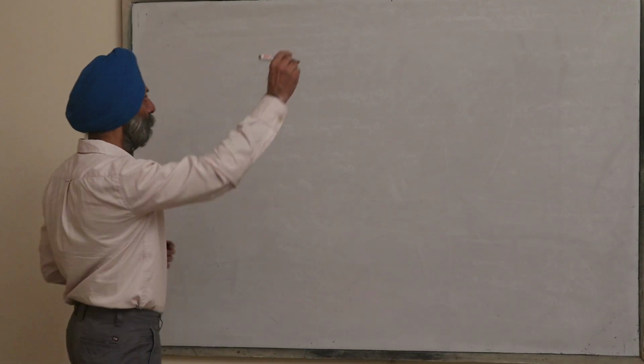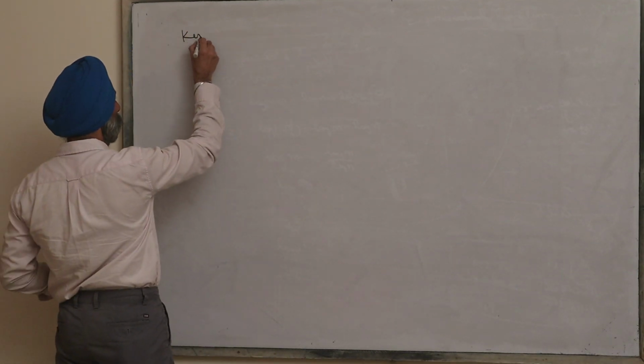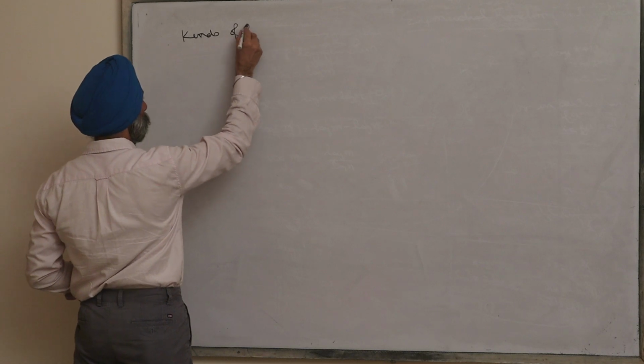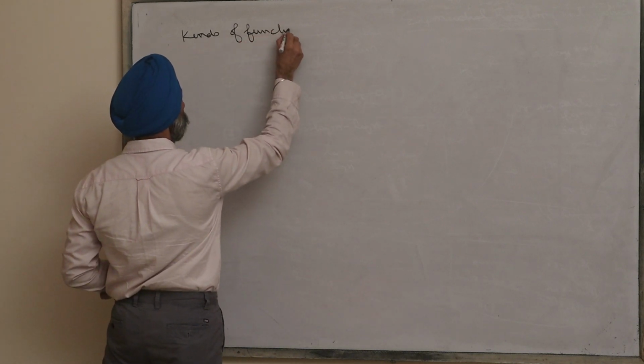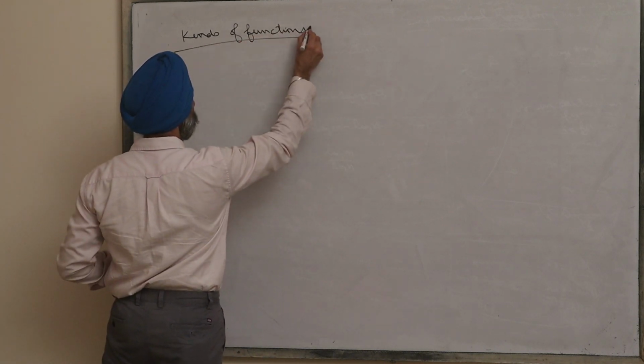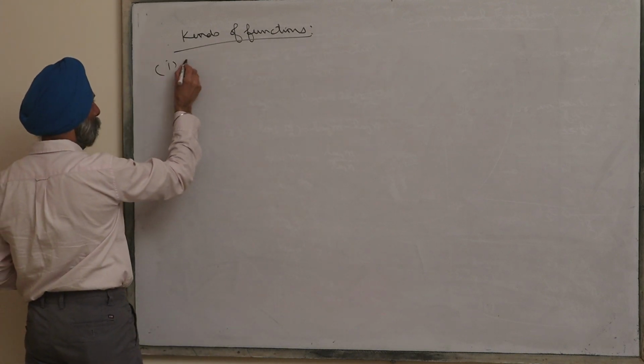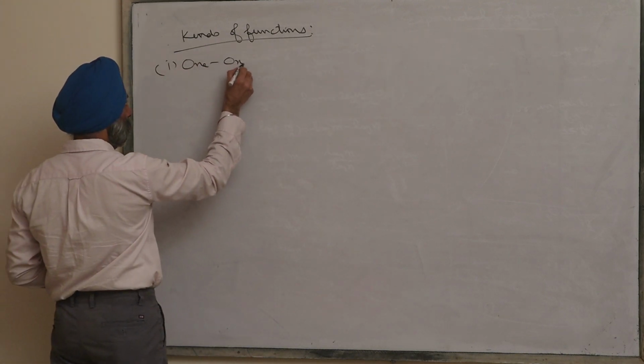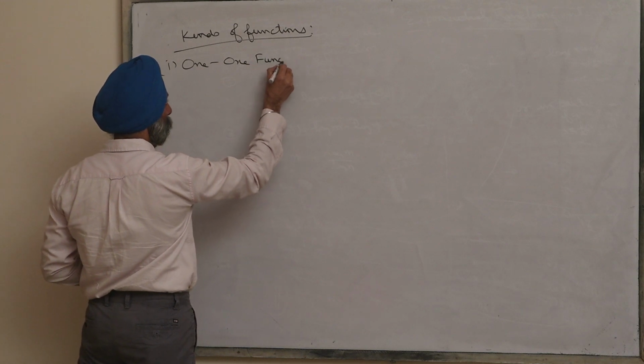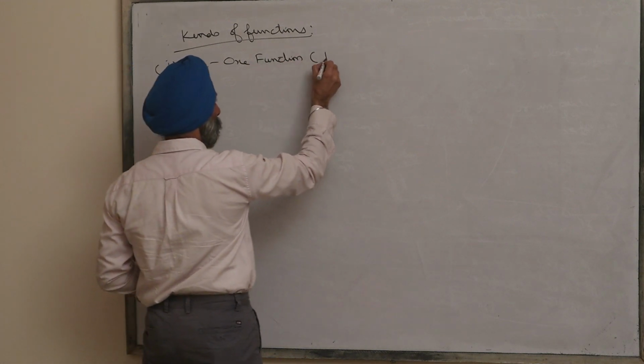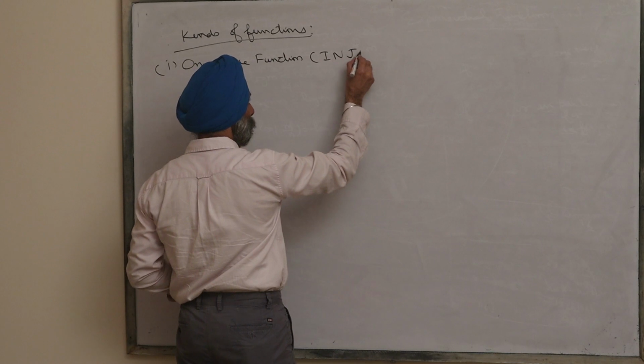Now next is kinds of functions. First is one-one function. This is also called injection.